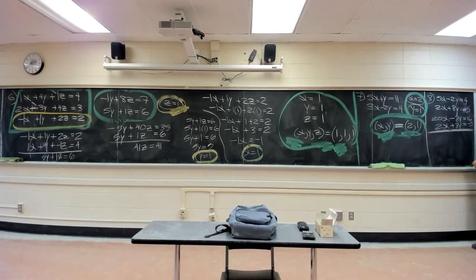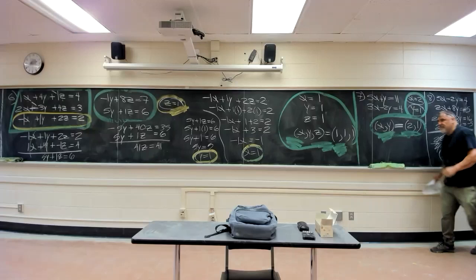Sounds good to me. Let's add them. Negative 8y and positive 8y is nothing. You engineered it to be nothing. You add these two, you got this. You add these two, you got 11. 22x equals 11. Divide by 22 on each side. X equals a half.